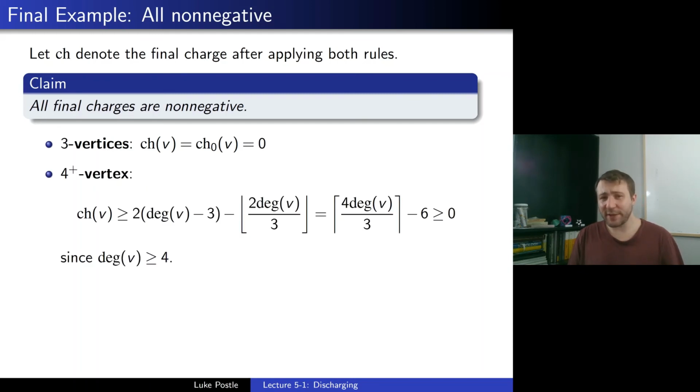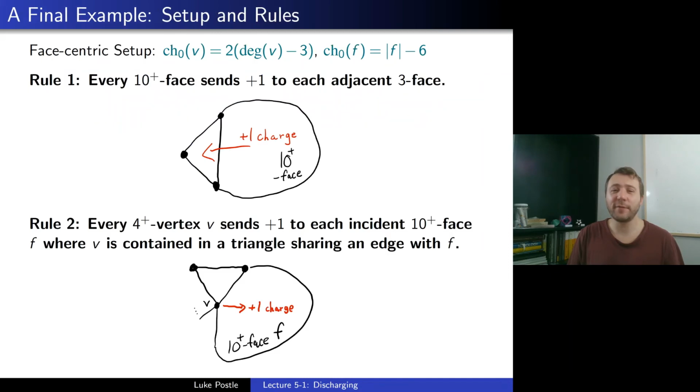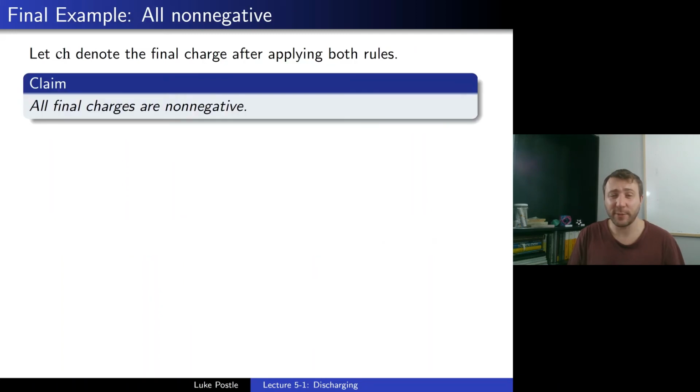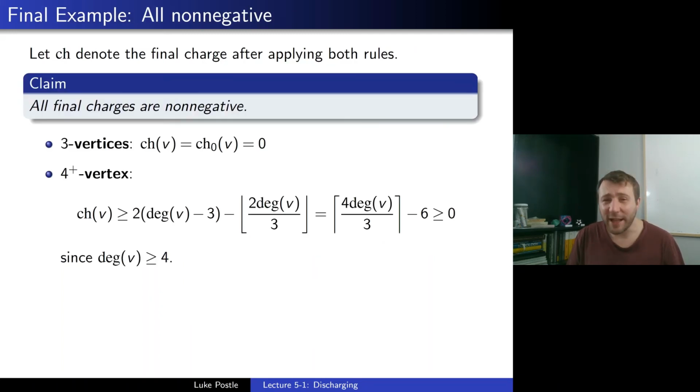The 4-plus vertices, we have to check that they don't lose too much. They start with 2 degree of v minus 3, and then they give away this number of 1 to every incident 10-plus face where they share a triangle, which is weird. But it turns out if you count that number, the number of faces it can give to is at most floor of 2 degree of v over 3. And then if you do out the math, you get ceiling of 4 degree v over 3 minus 6, which is non-negative since the degree of v is at least 4.